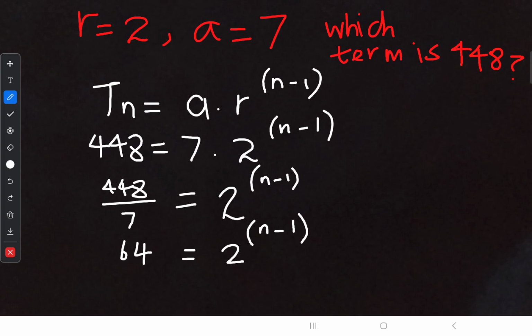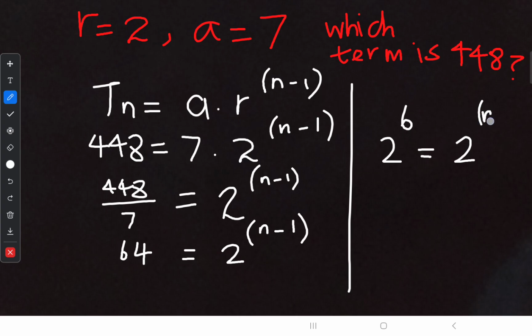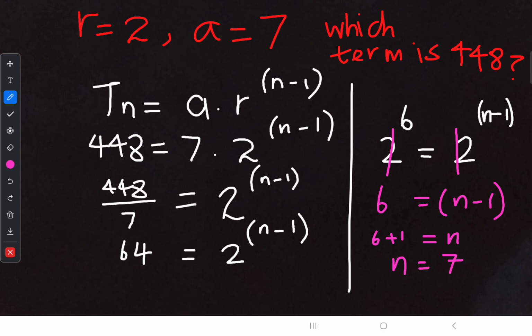We can write 64 as 2 to the power of 6. That equals 2 to the power of n minus 1. In this case, just neglect the bases, 2 and 2, because the bases are the same. Now we'll consider the power. 6 equals n minus 1. So our n should be 6 plus 1. n is 7. So 448 is the 7th term.